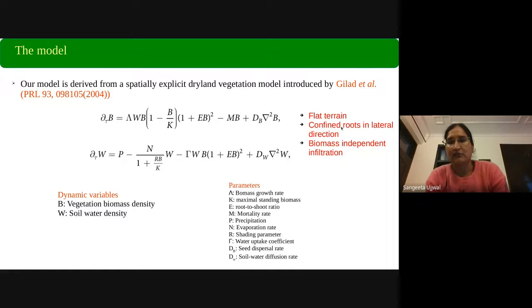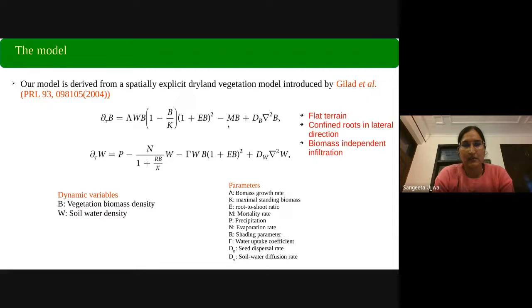We have also considered confined roots in lateral direction. By considering this, we were able to make some simplification in the model. So if I come to these equations, in this model there are two variables. One is the biomass density. These equations are for the dimensional model. B is the biomass density, and W is the underground water. The unit of these two variables is kg per meter square, so these are basically the areal densities.